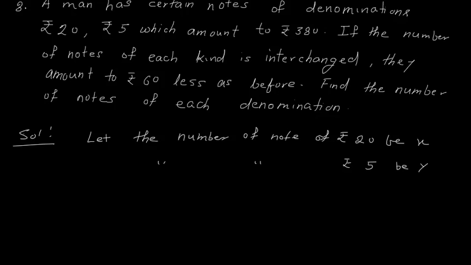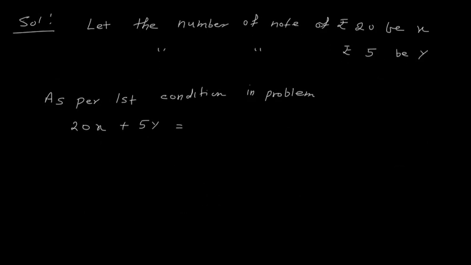As per the information in the problem, we have 20x + 5y = 380. This is our first equation. When we interchange the number of notes, it becomes 5x + 20y = 320, rupees 60 less. So this is the second equation.